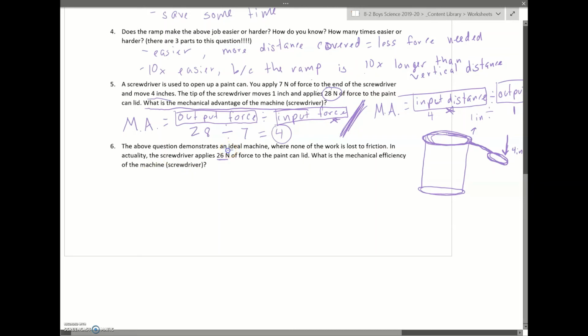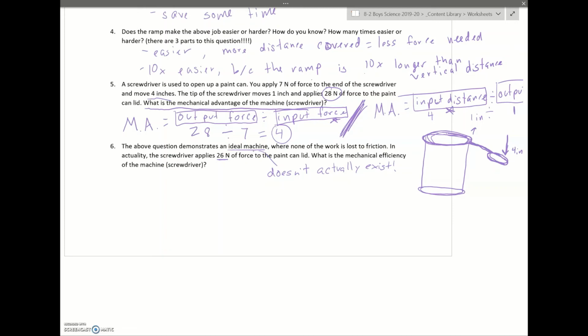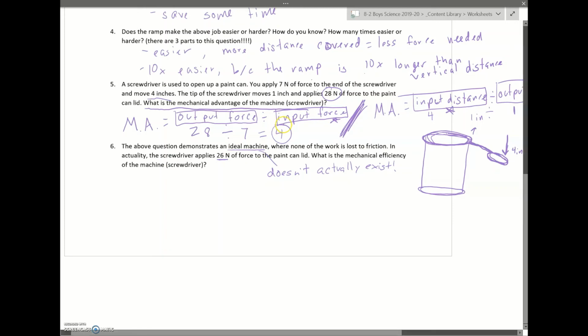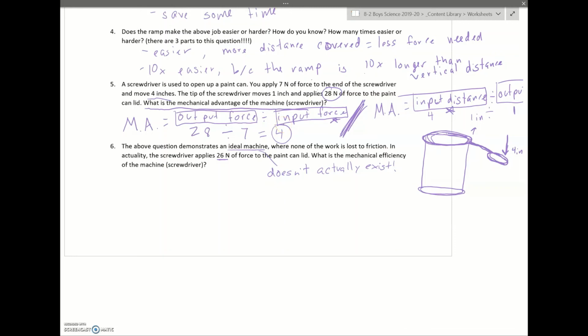Well, as you may remember, an ideal machine doesn't actually exist. At least not in the real world. In some cases in science problems, like in number 5, we'll ignore friction to make the problem a little bit easier, but it's important to understand that in a machine, not all of the work that you do is converted into the output, so meaning that input is always going to be bigger than the output, because some of that work is lost to friction.